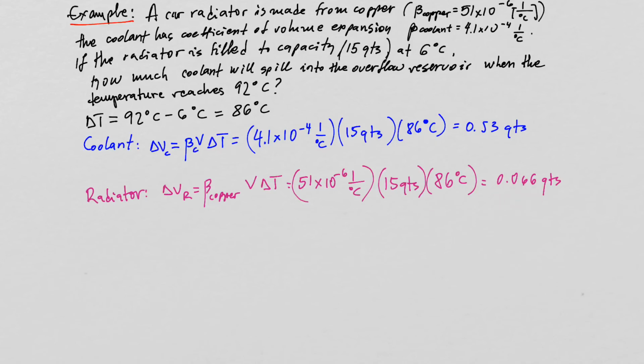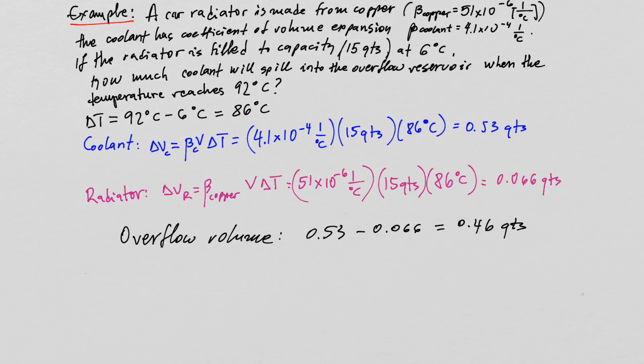So as you can see, the coolant expands more than the radiator. So some of that will spill into the overflow reservoir. So how much is that? That will be 0.53 minus 0.066 or 0.46 quarts. So that's how much coolant will spill into the overflow reservoir. And so this concludes the lecture on temperature, heat, and heat transfer.